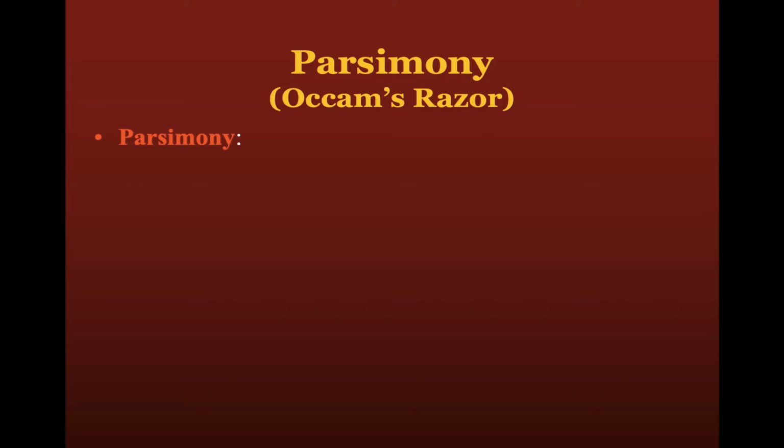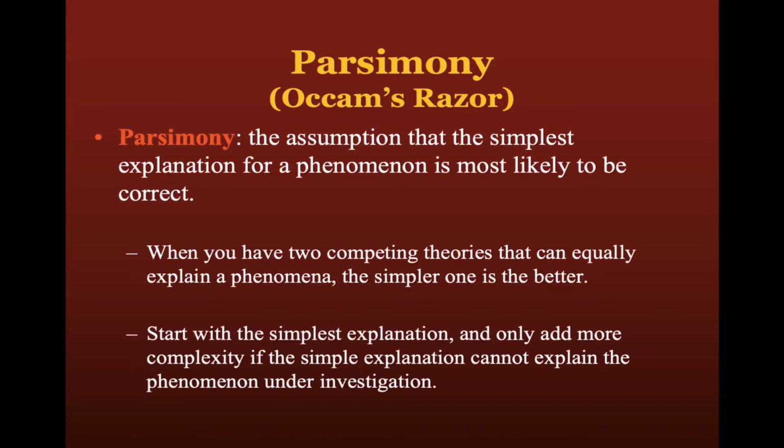The next is parsimony, also oftentimes called Occam's razor. And that's the assumption that the simplest explanation of a phenomenon is the most likely to be correct. So if you have two equally compelling theories that try to explain a phenomenon, you want to go with the simplest first and test that particular theory before trying to use a more complicated explanation to test that theory. So the goal here is to start simple with your theories and only add complexity when needed.